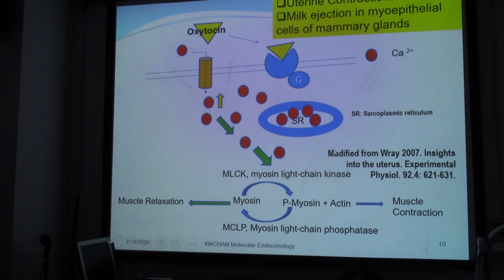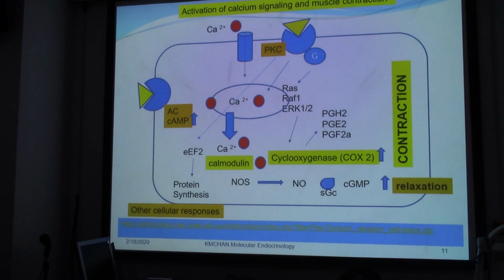So to make this story more complicated, these are all related to uterine contraction and also milk ejection in the myoepithelial cells of the mammary gland. But if you look into the details of this action, you will find that the excitation would also bring about protein kinase C and also adenylyl cyclase and the increase of cyclic AMP levels. And these will bring about more actions on protein synthesis or in general other cellular responses.